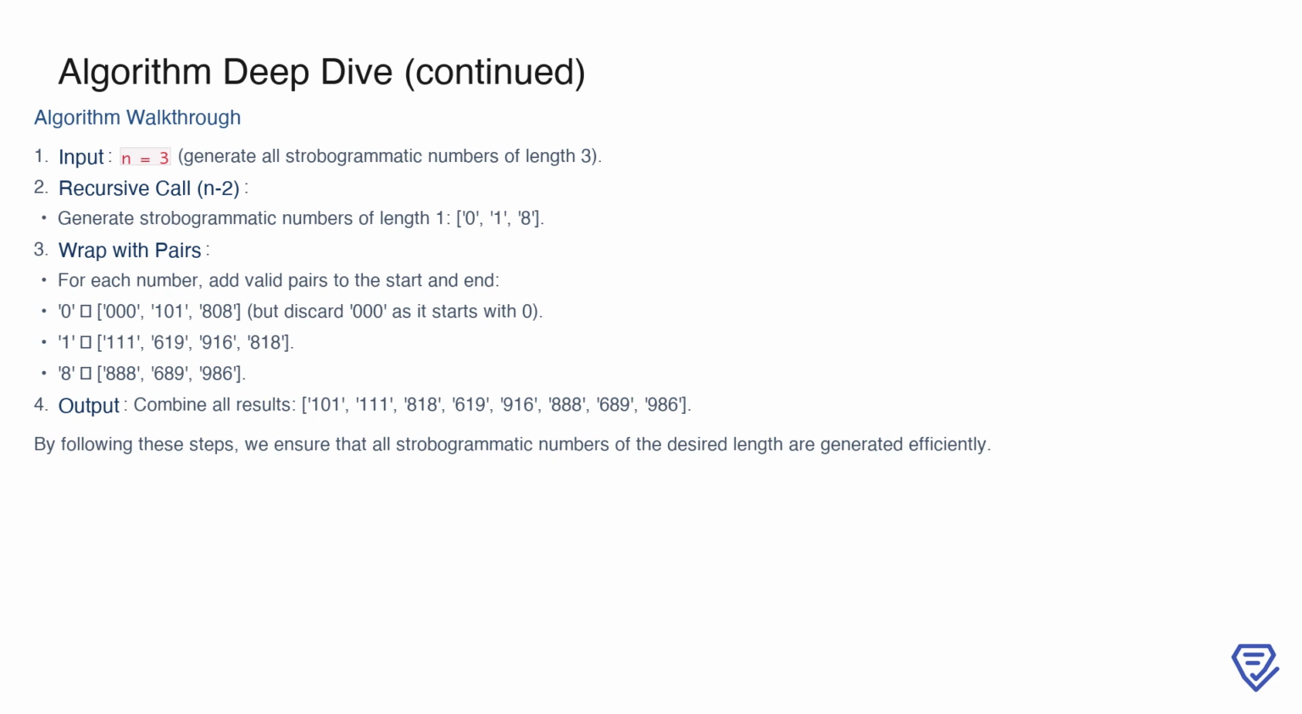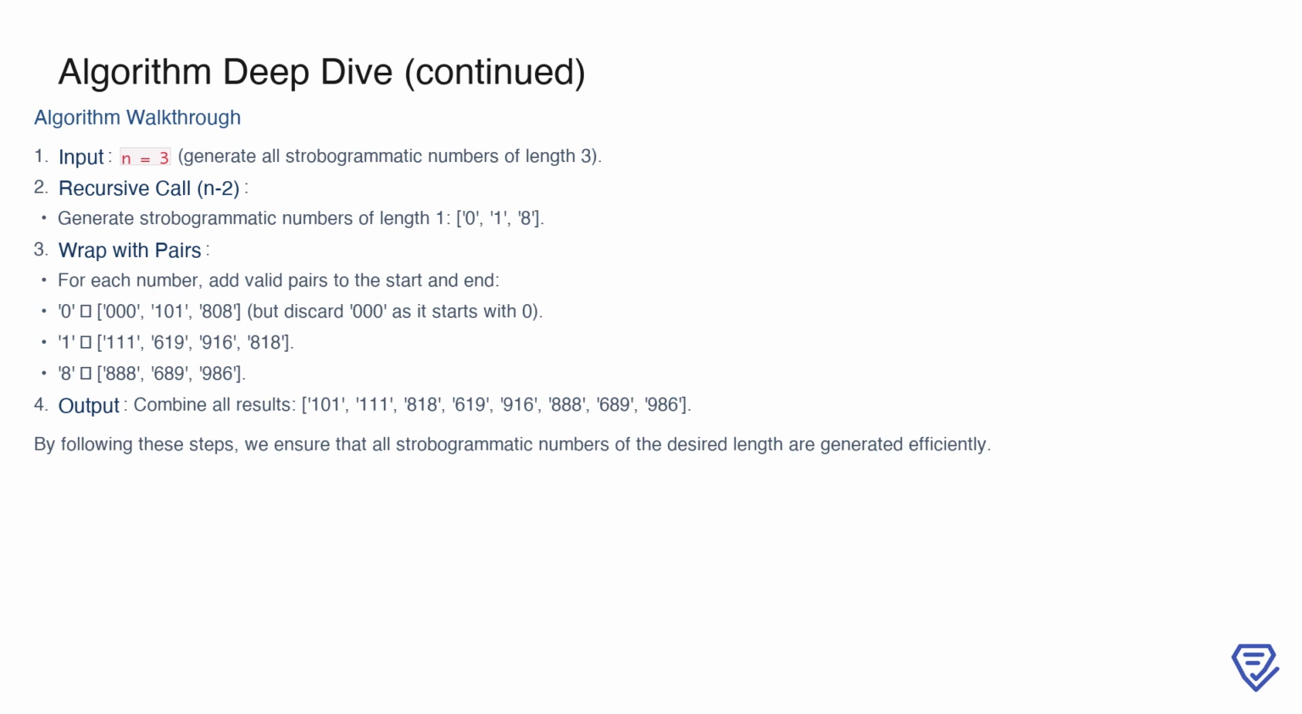Let's walk through the algorithm with an example where n equals 3. The goal is to generate all strobogrammatic numbers of length 3. First, we make a recursive call to handle n-2, which is 1. This generates the base cases 0, 1, 8. Next, we wrap each of these numbers with valid strobogrammatic pairs. For instance, wrapping 0 with pairs like 1 and 1 forms 101, while wrapping it with 8 produces 808.